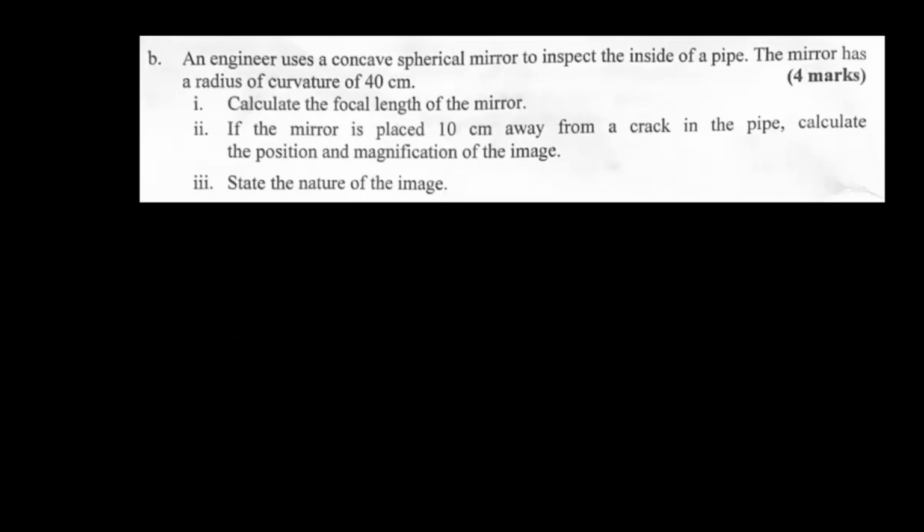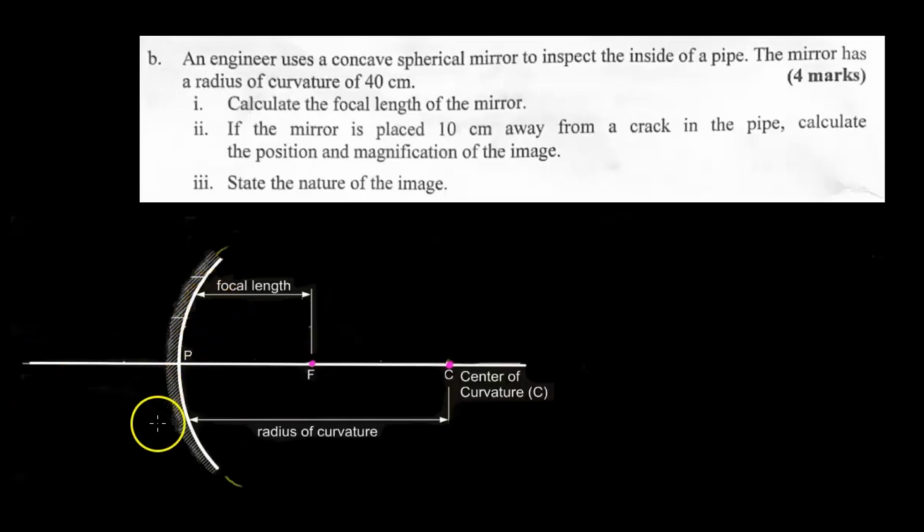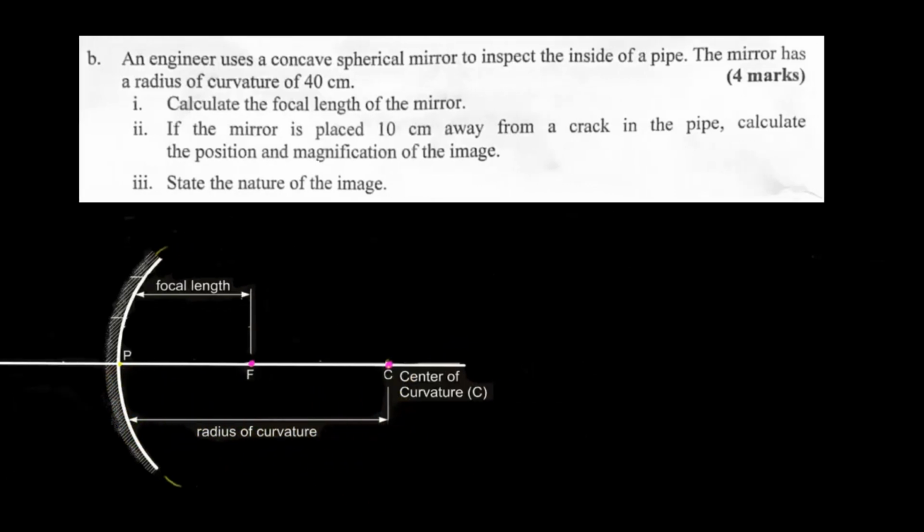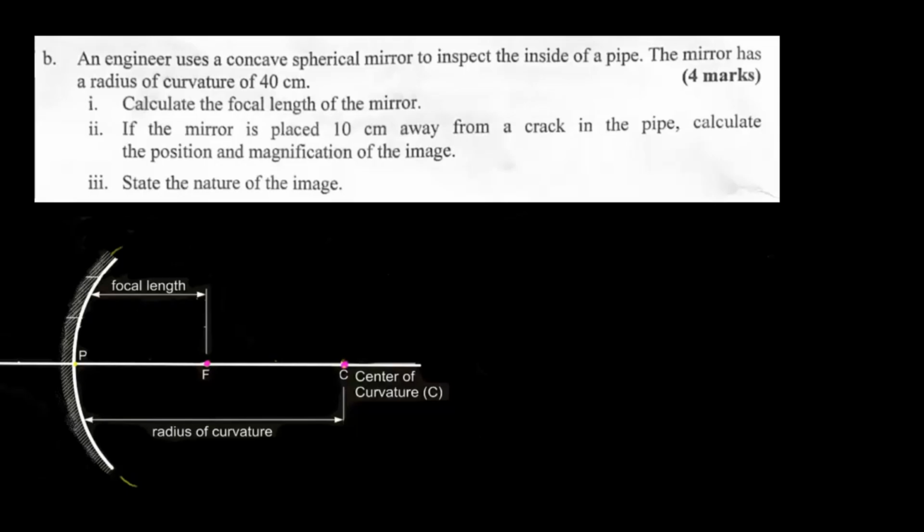Now let's try visualizing it. Now we have our concave mirror. The distance from the pole to the center gives us the radius of curvature. We know that the radius of curvature is the radius of the circle from which the spherical mirror is believed to have been carved out of. So the radius of curvature spans from the pole to the center, and the focal length is half of the radius of curvature. We've been given the radius of curvature in our question as 40 centimeters.